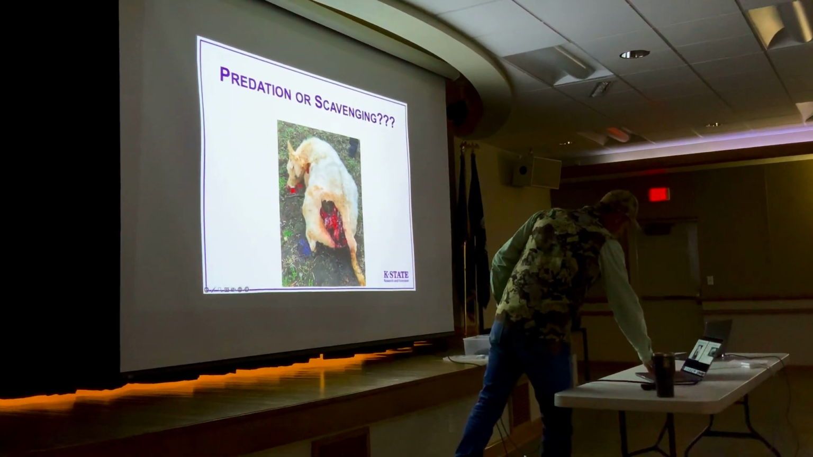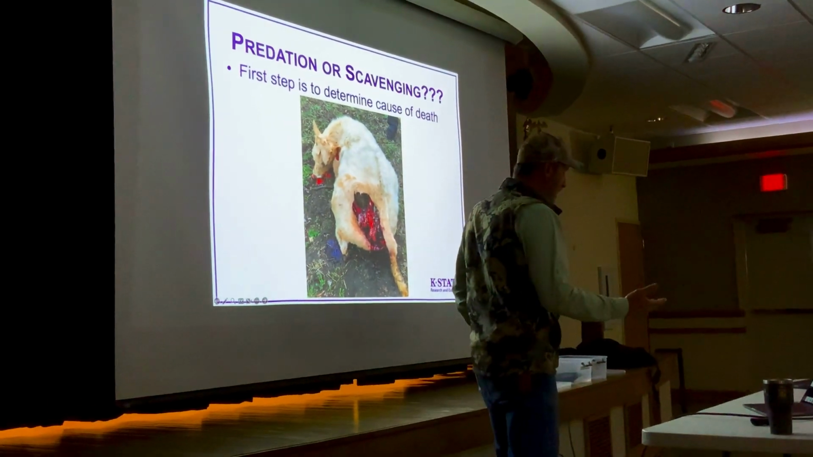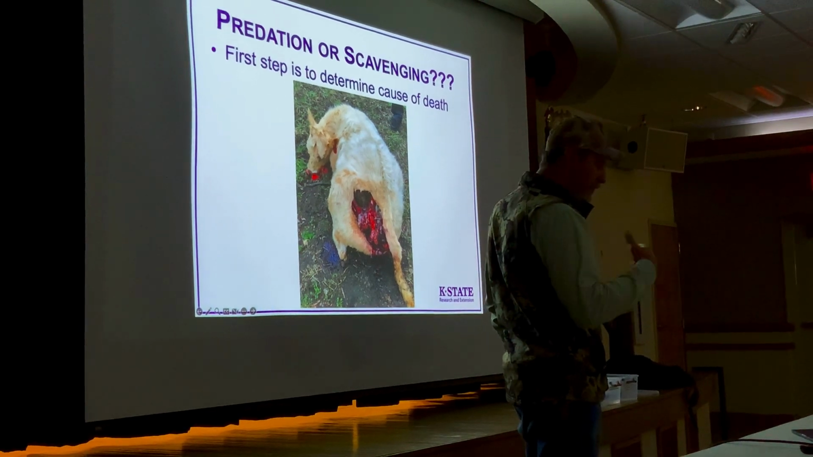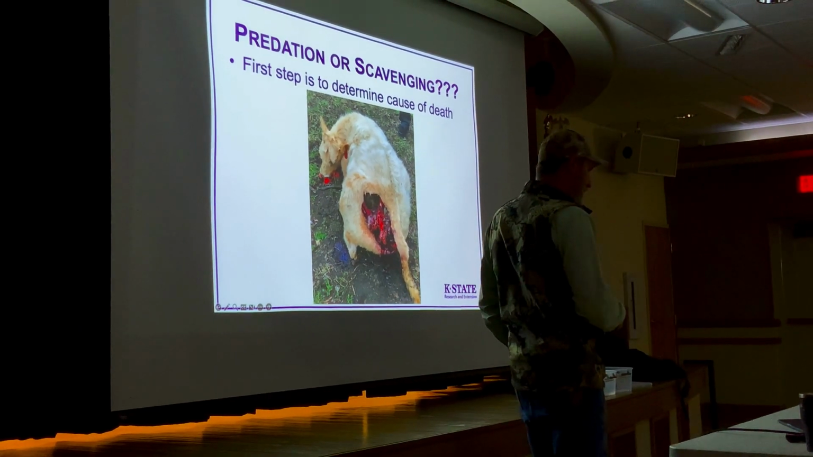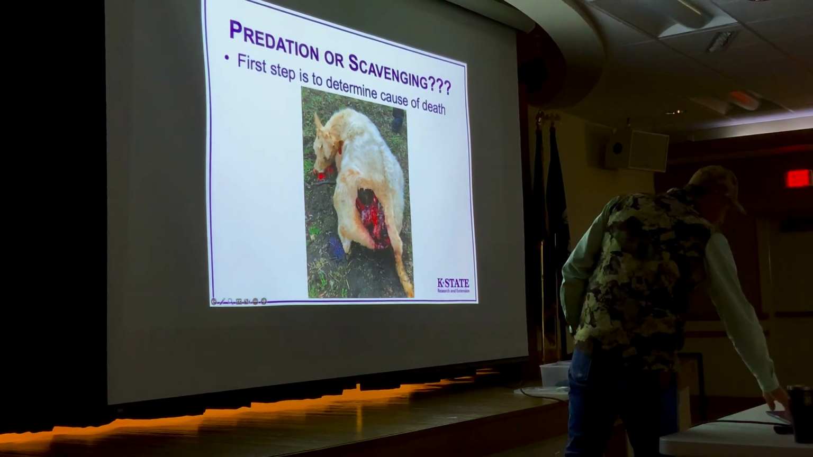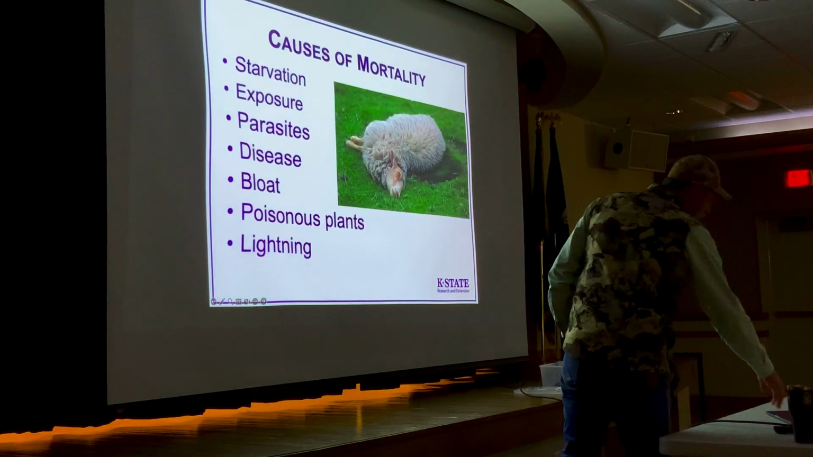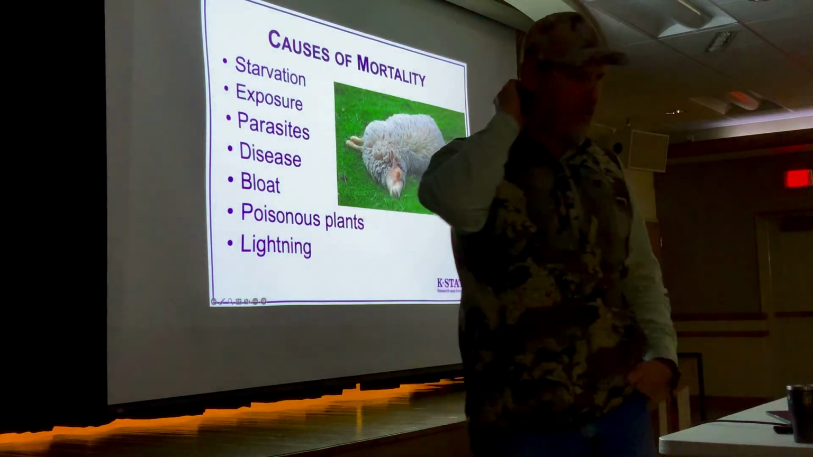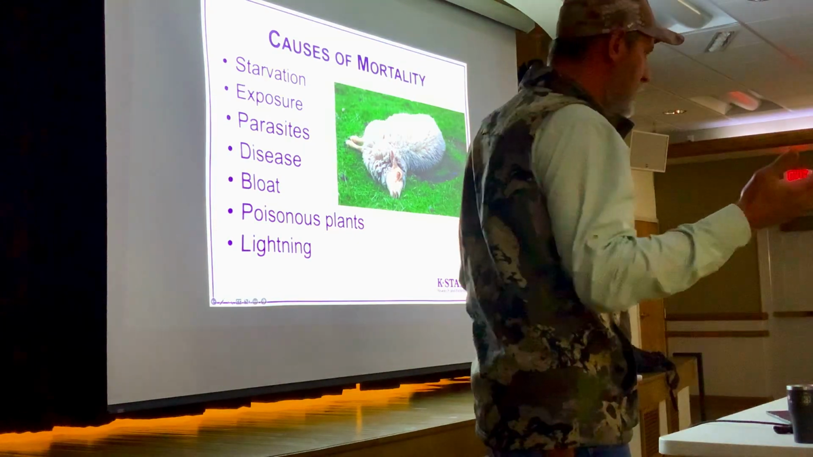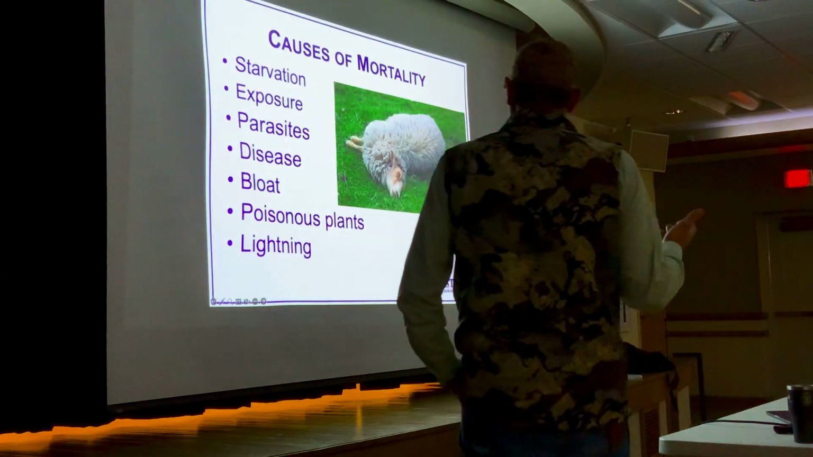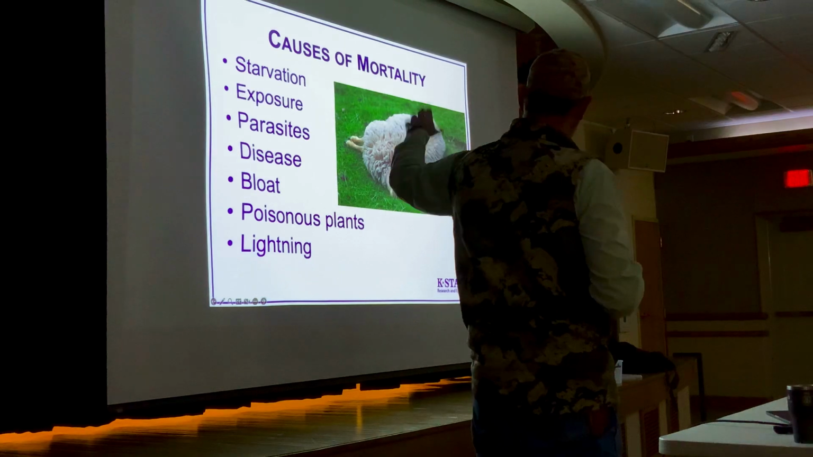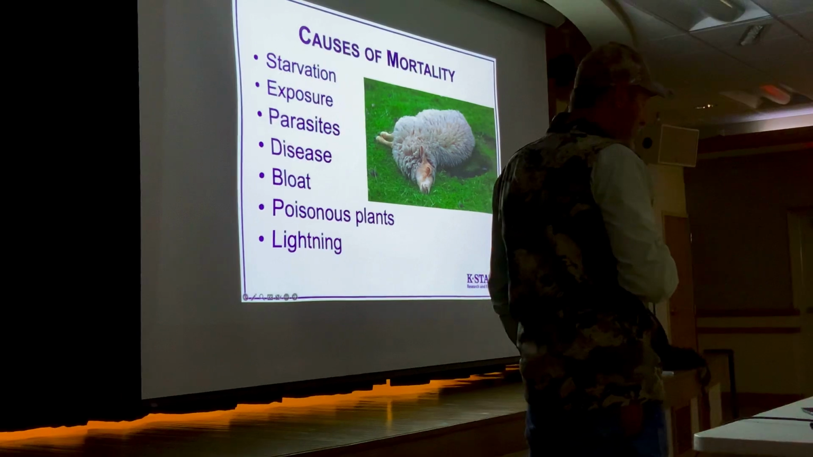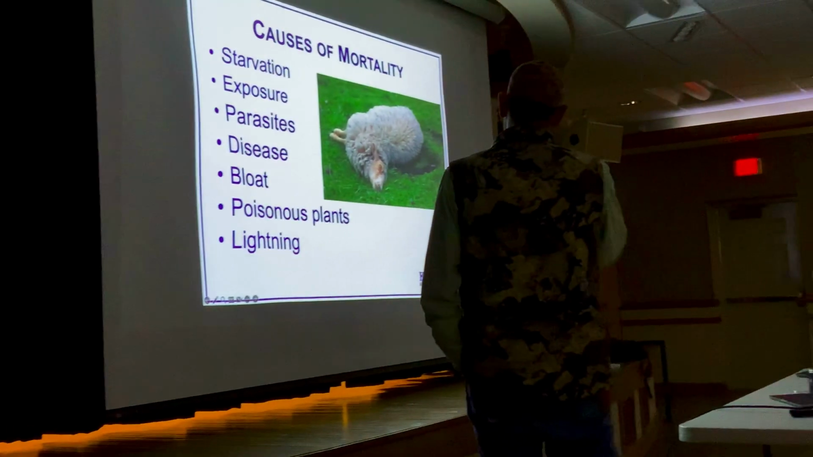But I get a lot of pictures like this, and some of them I go out and help the producer evaluate. Some of them I can look at over the picture or through the internet, talk over the phone, that sort of thing, and let them know what's going on. So we've got to figure out the cause of death. And like that slide said, only about 5% of our losses are actually due to predators in Kansas. So most likely, one of these other mortality causes is the reason that animal is dead. It's not always. Sometimes we do have predation. What did that sheep die from?